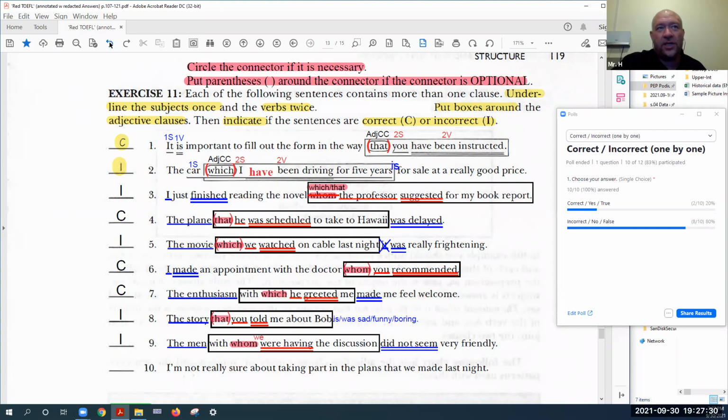Last one, number 10, quickly. Subject, everybody. I. Verb, I am. Next. We made. Verb. That, connector. That clause, that we made last night. Yes. This clause describes the plans. It describes the plans. What do you think, guys? You think it's correct? Yes. Bingo. There you go. All right, guys. Correct. That's it.